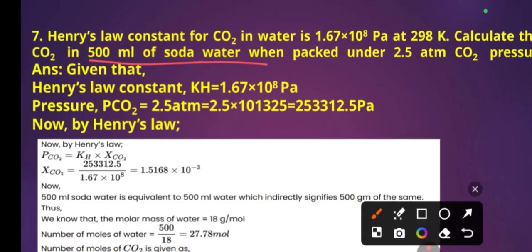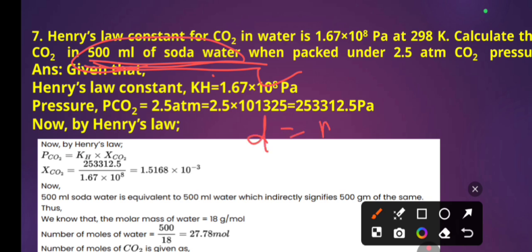500 ml of soda water. It means in that, CO2 gas is present and water is present. But carbon dioxide is a gas, so whatever the quantity of that soda water, it is equal to the mass of pure water only, because carbon dioxide is a gas, you can neglect the mass of CO2 here. So whatever volume you have taken of soda water, it is equal to the volume of pure water. The density of water is 1 gram per centimeter cube.